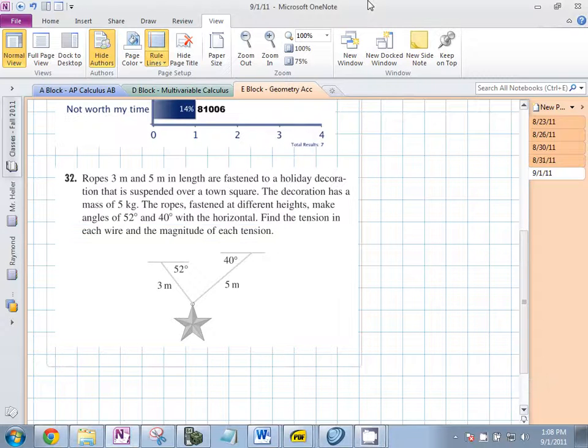Okay, so it says ropes 3 meters and 5 meters in length are fastened to a holiday decoration that is suspended over a town square. The decoration has a mass of 5 kilograms. The ropes fastened at different angles make angles of 52 degrees and 40 degrees with the horizontal. Find the tension in each wire.